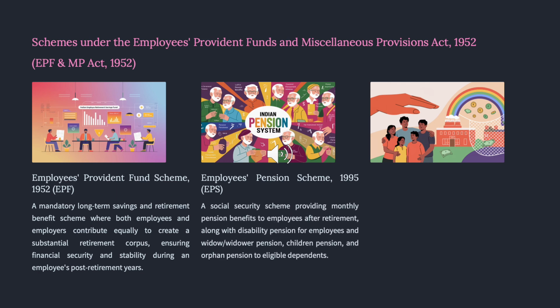Employees' Pension Scheme, 1995, EPS: a social security scheme providing monthly pension benefits to employees after retirement, along with disability pension for employees and widow-widower pension, children pension, and orphan pension to eligible dependents.